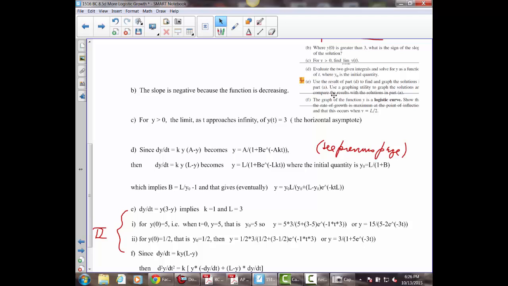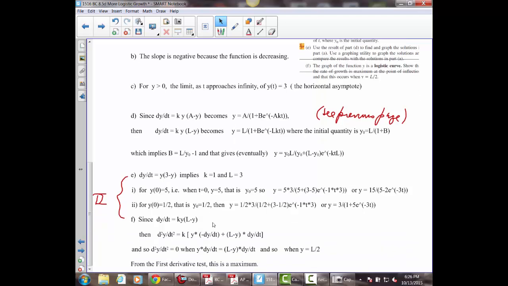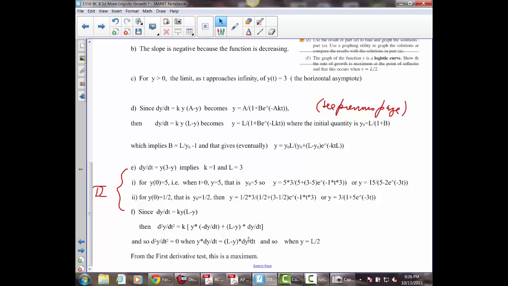For y of 0 equals 5. I mean, you can read through all this. This is not really super important. They're going to take the derivative, so they're going to have a product rule, and that's where it says show that the rate of growth is maximum at the point of inflection.